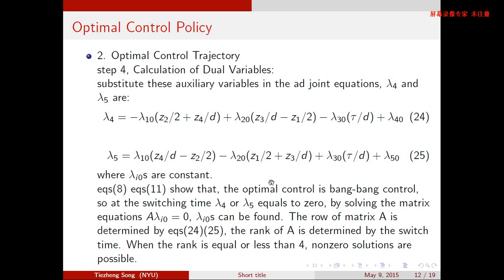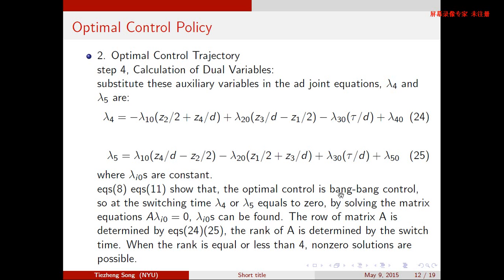Following this idea, we can have a bunch of different equations at different switching times. Then we can have this relationship, which is A lambda i0 equals 0. Lambda i0 are the initial conditions for the dual variables. The rows of matrix A are determined by these two equations.